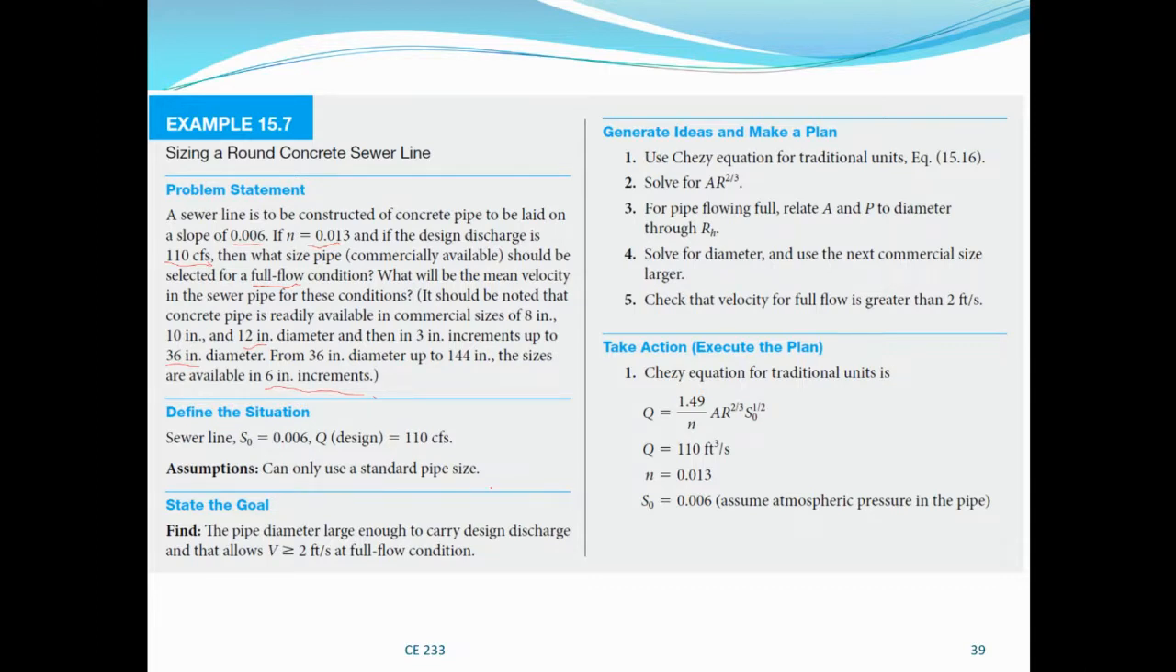So we can only use the standard pipe sizes, okay? And the goal here is that the pipe diameter should be large enough to carry the design discharge, so that the velocity is at least greater than 2 feet per second at full flow condition. So this should be the minimum flow velocity, 2 feet per second. And here we'll use the Chezy equation to find the section factor.